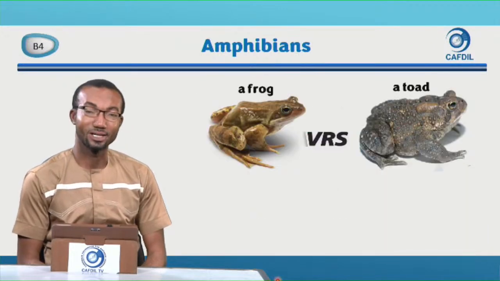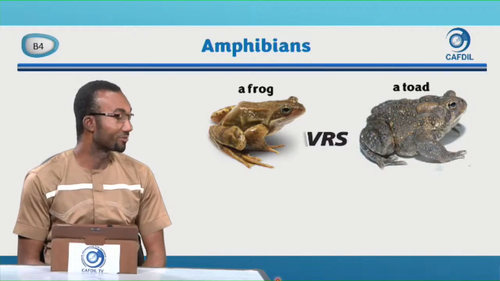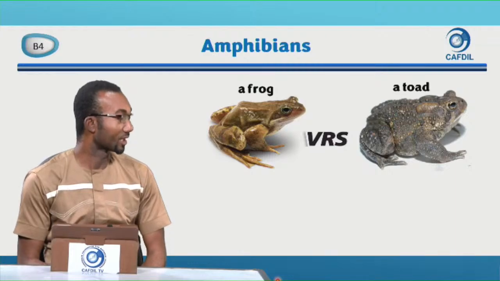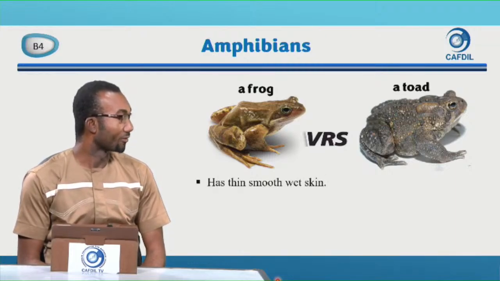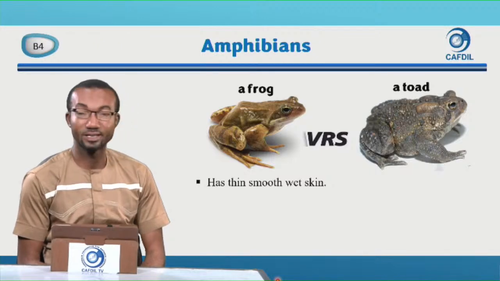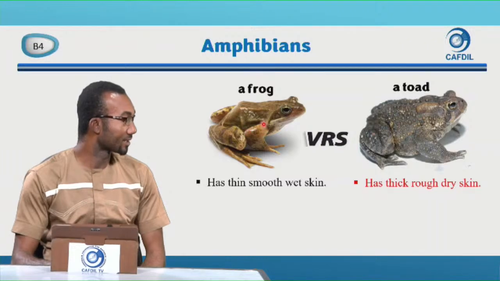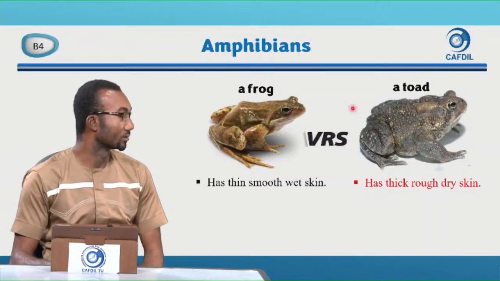Now kids, let's look at a frog and a toad. What are the differences between a frog and toad? 1. A frog has thin, smooth, wet skin. If you look at the skin, it's smooth. But when you look at the toad, they have thick, rough, dry skin. So there is one difference between a frog and a toad. The frog has thin, smooth, wet skin, and the toad has thick, rough, dry skin.